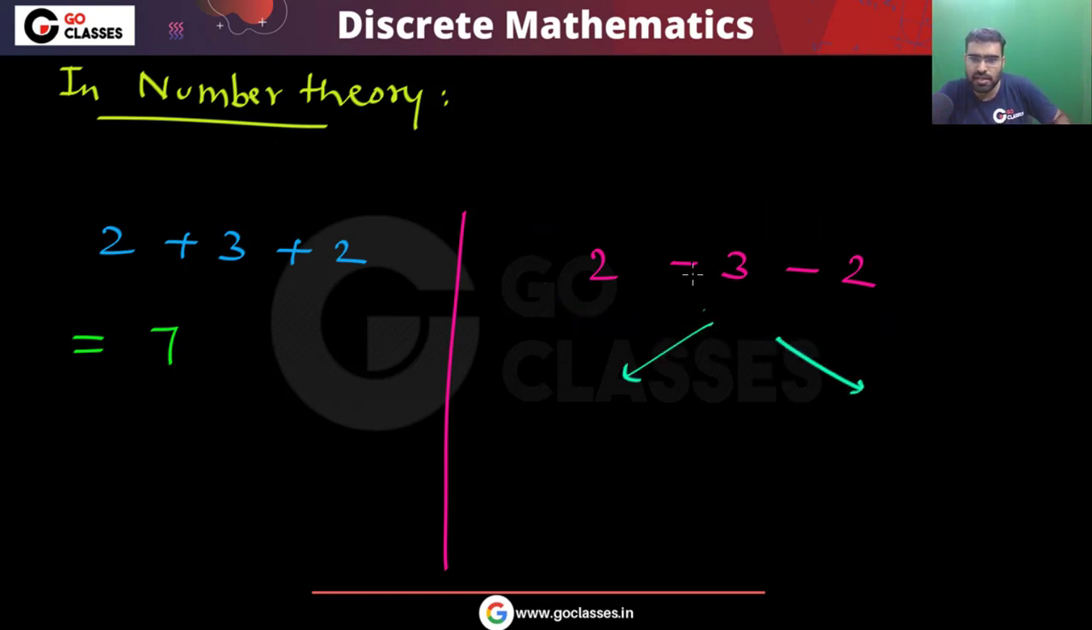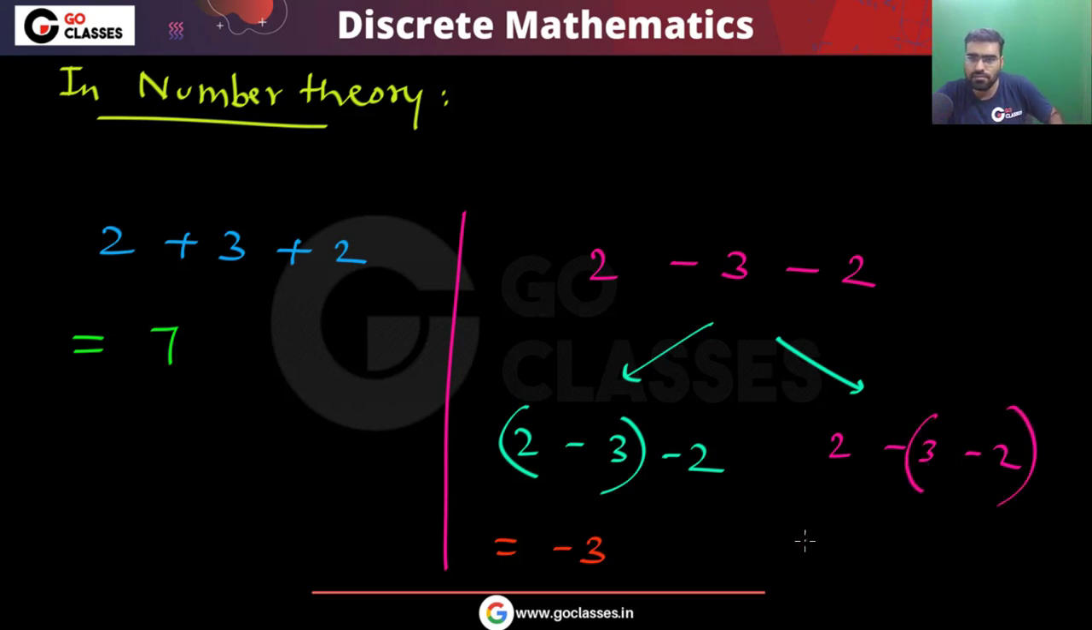Now you will say that if I evaluate the first subtraction first, then the answer will be different. So if I do like this, what will the final answer be? See, 2 minus 3, that is minus 1, minus 1 minus 2, that is minus 3. So in this situation the answer will be minus 3. And if I evaluate this expression first, in this situation the answer is going to be, 3 minus 2 is 1, and 2 minus 1, that is 1. So you can notice, if I evaluate like this, the answer is minus 3. If I evaluate like this, the final answer is 1.